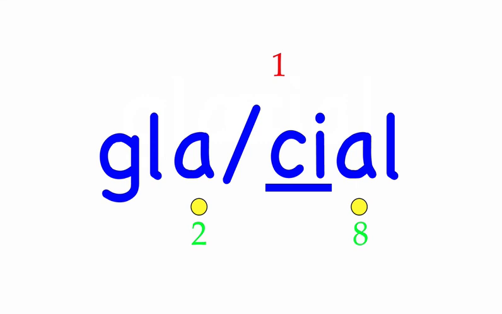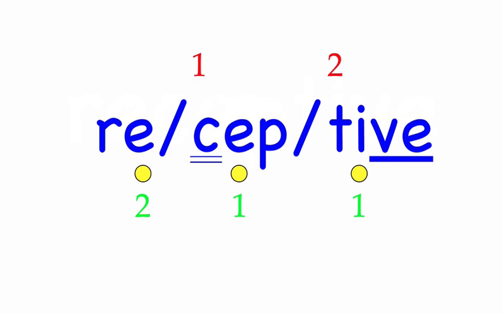Receptive. Receptive. She seems very receptive to your idea. Receptive. Re has two sounds. R, E. Sep, three sounds. S, E, P. Tiv, three sounds. T, I, V. Receptive. Mark the word. Receptive.